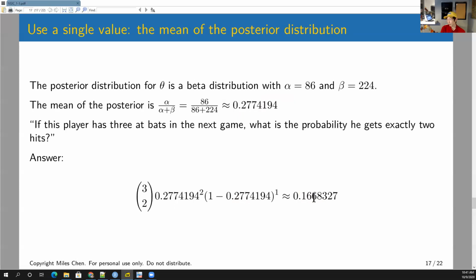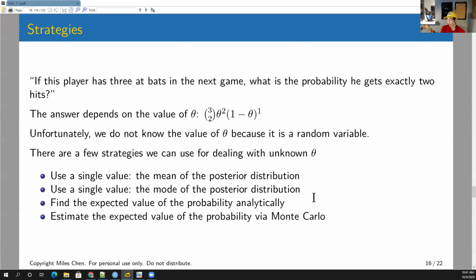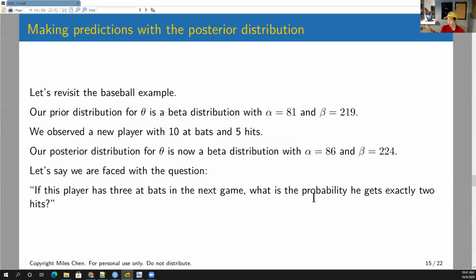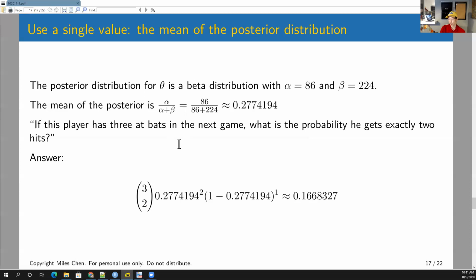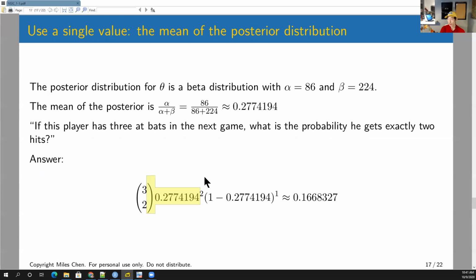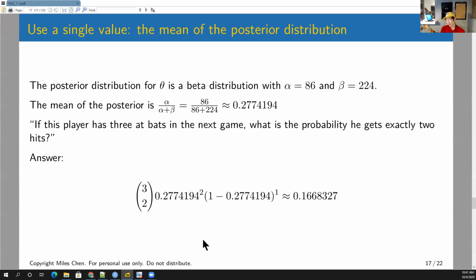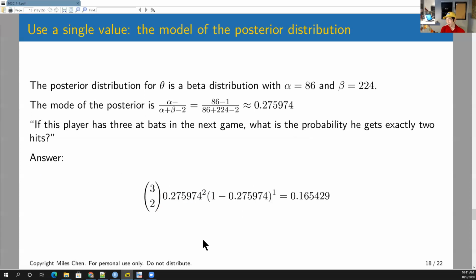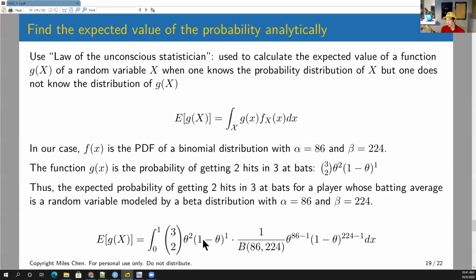I think we would agree that this is a better idea than the frequentist approach. Maybe I should have thrown in the frequentist approach just for contrast. The frequentist approach would have been 5 hits, 10 at-bats, so my estimate for theta is 0.5. We're estimating that the batting average is 0.5, and I would be plugging 0.5 into these numbers. But we know that's unusually optimistic about the player's batting average, because it's unrealistic for the player to have a batting average of 0.5.